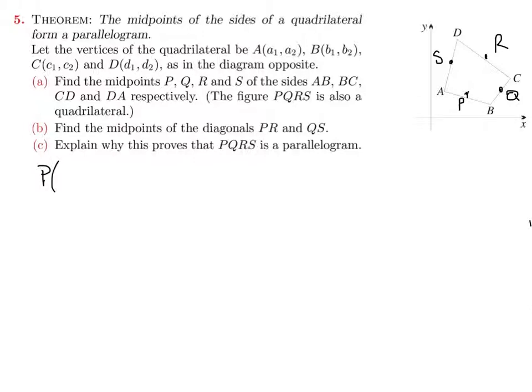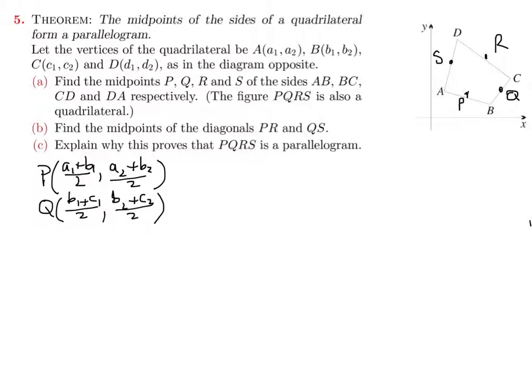P is going to be the point (A1 plus B1 over 2, A2 plus B2 over 2). Q is going to be the point (B1 plus C1 over 2, B2 plus C2 over 2). You kind of get the point. I'm not going to do all of them.